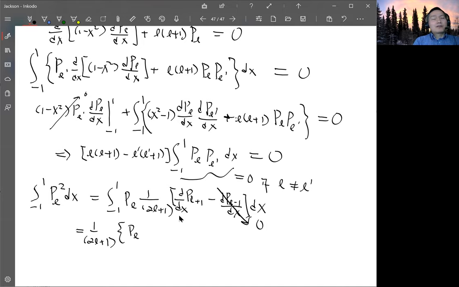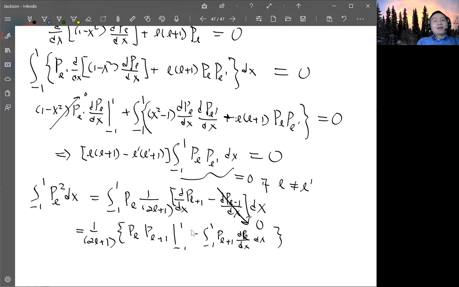And this is P_L. When you do the integration by parts, it's P_L times P_{L+1}, evaluated at minus one to one. Okay, and then minus the integration of P_{L+1} times dP_L/dx.